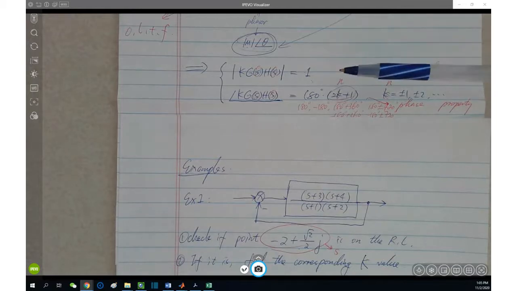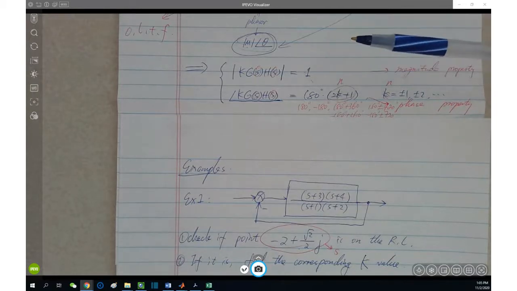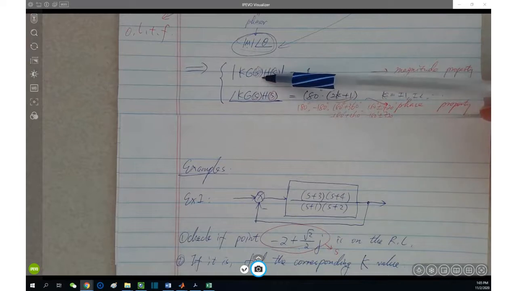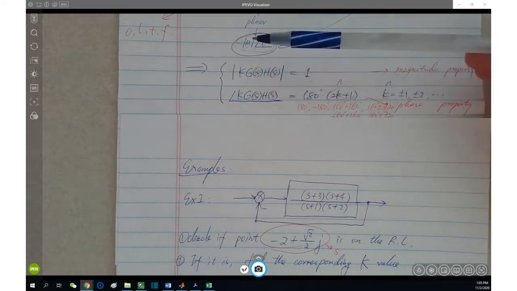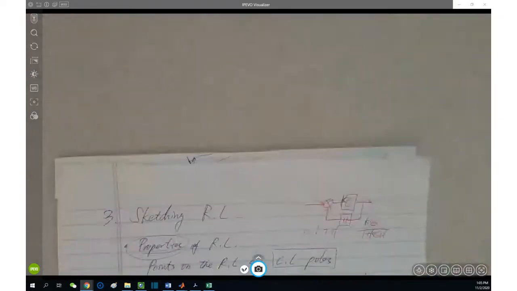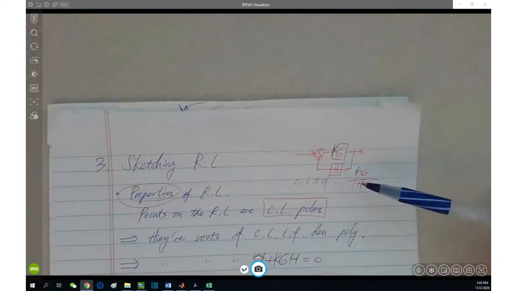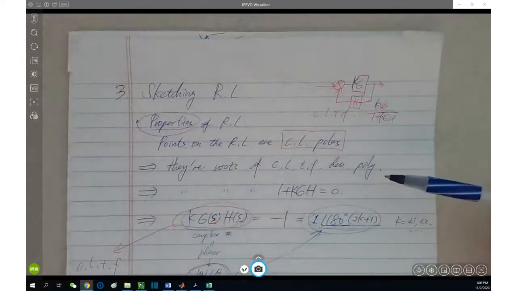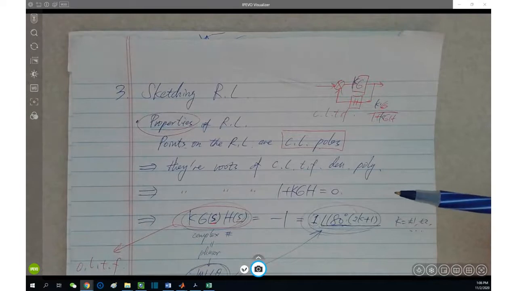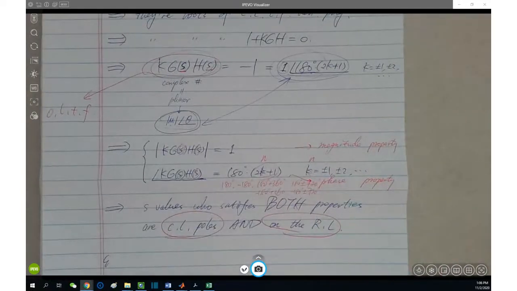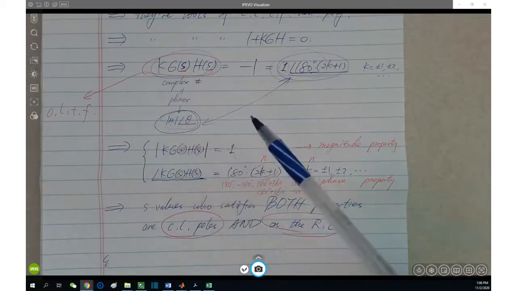Let's take a rough look at these two properties in detail. First, the magnitude property. KGH is nothing but our open loop transfer function, referring to such a block diagram of the system: forward transfer function G, feedback H, and by introducing a gain K, varying it from 0 to infinity, we have a root locus. So in the magnitude property, the magnitude of the open loop transfer function KGH equals 1.